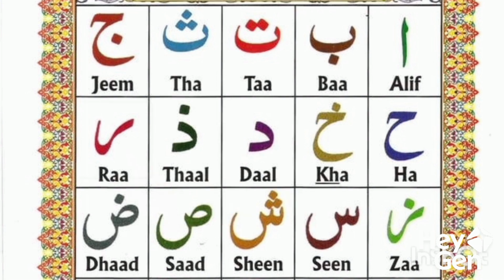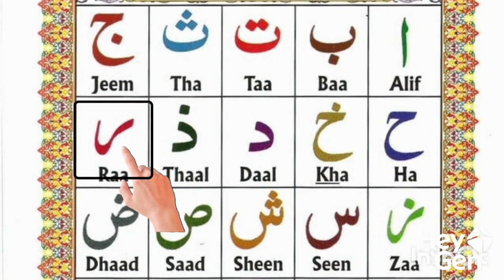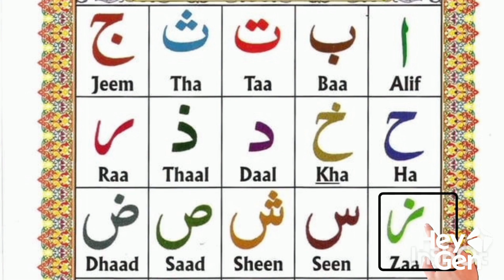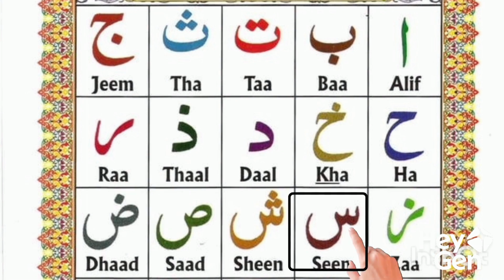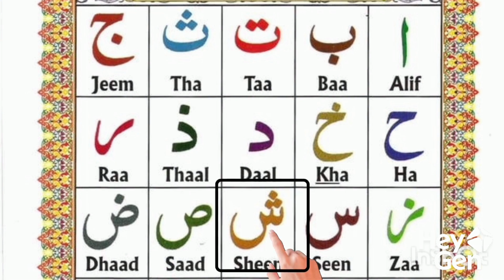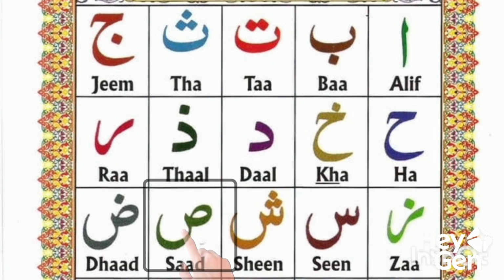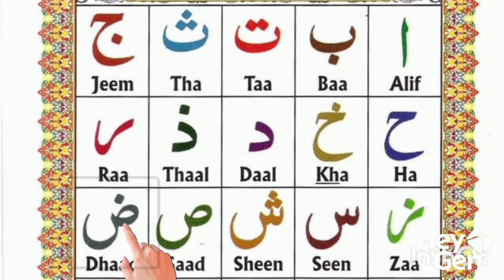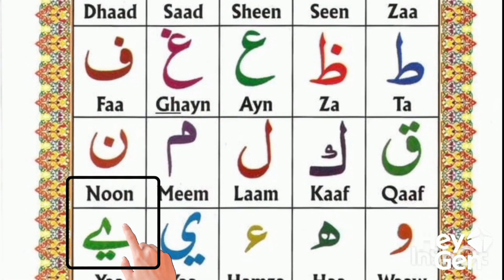Then come the dental sounds of Dal and Dal, followed by the rolling Ra and the whistling Zay. We move to the sibilant Sin and the stronger Sheen. Then we encounter the emphatic letters Sad, Dad, the emphatic Ta, and Da. These are followed by the deep throat sounds of Ain and Gain.